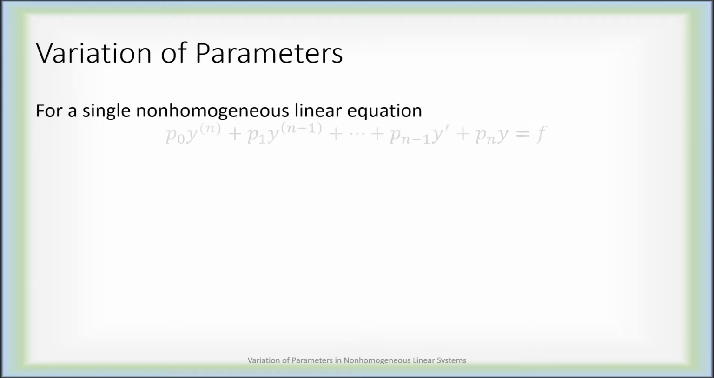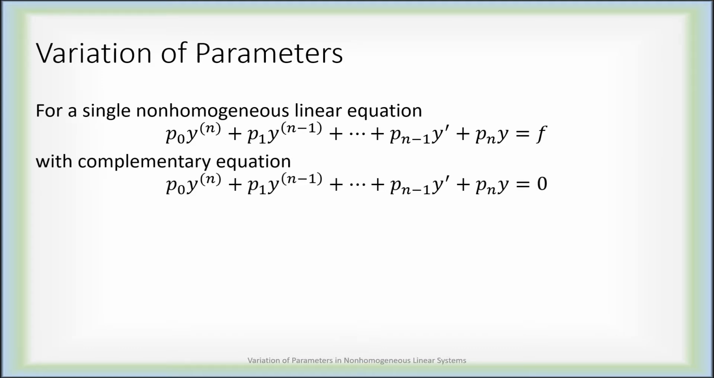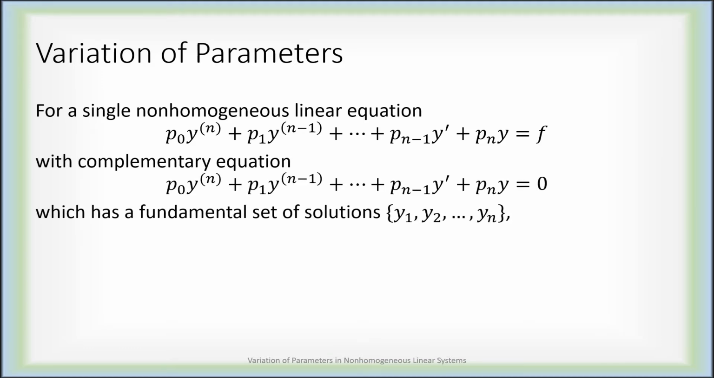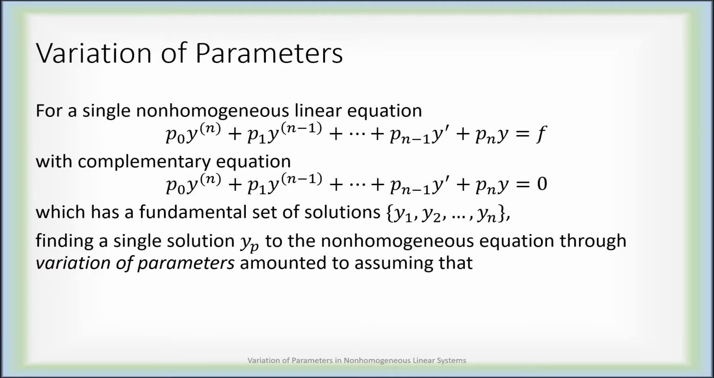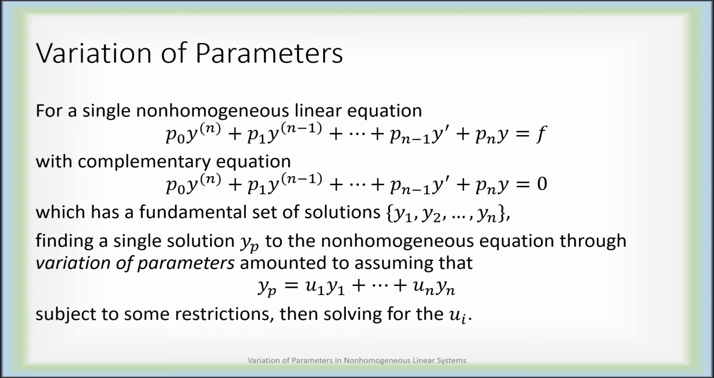For a single non-homogeneous linear equation, this was the form that we've seen in the past, it had a complementary equation where the forcing function was 0. Suppose that complementary equation has a fundamental set of solutions y1 through yn. Finding a single solution to the non-homogeneous equation through variation of parameters amounted to assuming that yp was a linear combination of unknown functions ui times the solutions from our fundamental set yi. Then there were some restrictions placed on these, and then you solve for the ui.